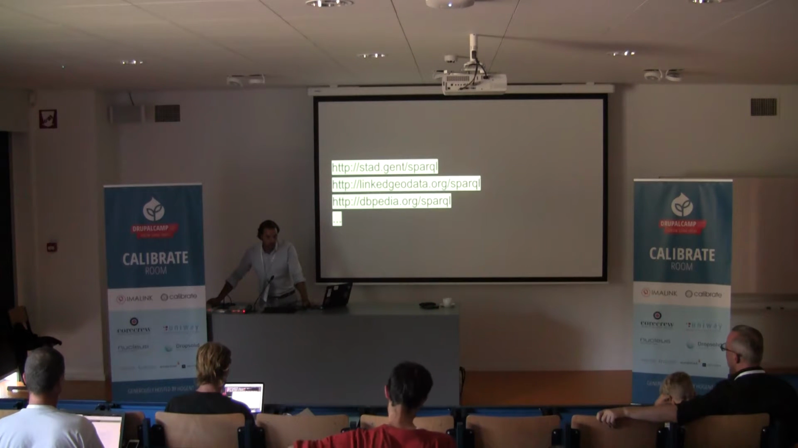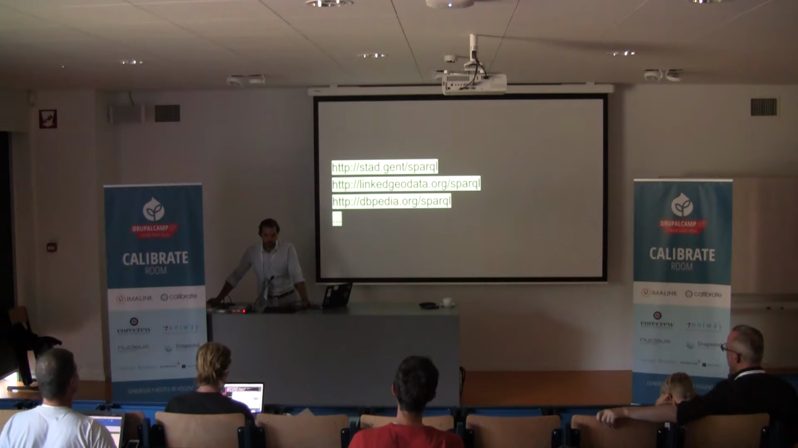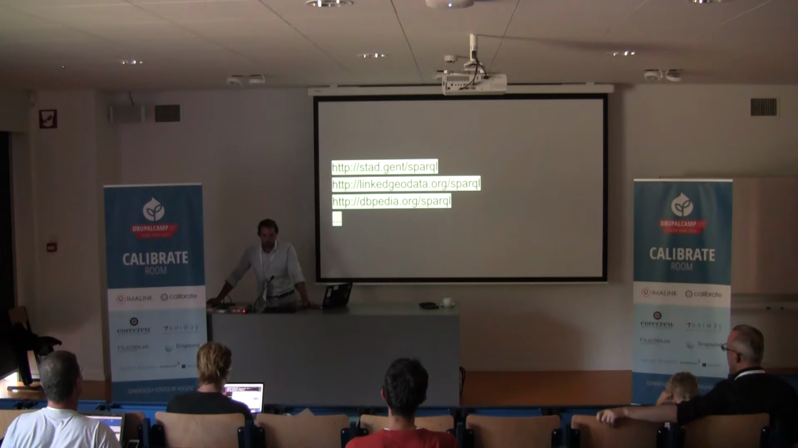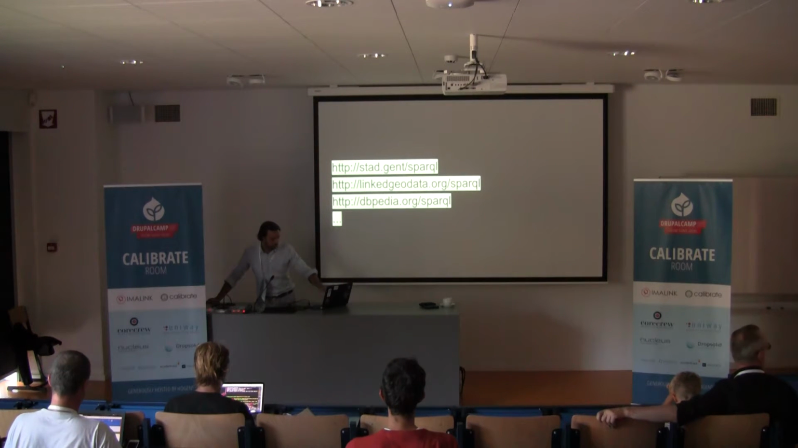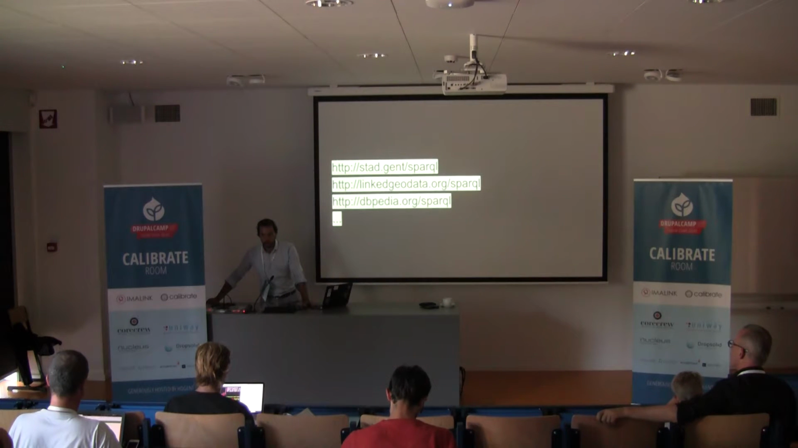A lot of pages have a Sparkle endpoint. This is basically something where you can just simply type in a query, a lot like SQL, and it will give you an output. The City of Ghent has a Sparkle endpoint, but also the website Link Geodata. This is basically the endpoint where you can query all of OpenStreetMap's data, very interesting stuff. And DBpedia is a semantic copy of Wikipedia, so everything which is in Wikipedia, you can get as semantic data.